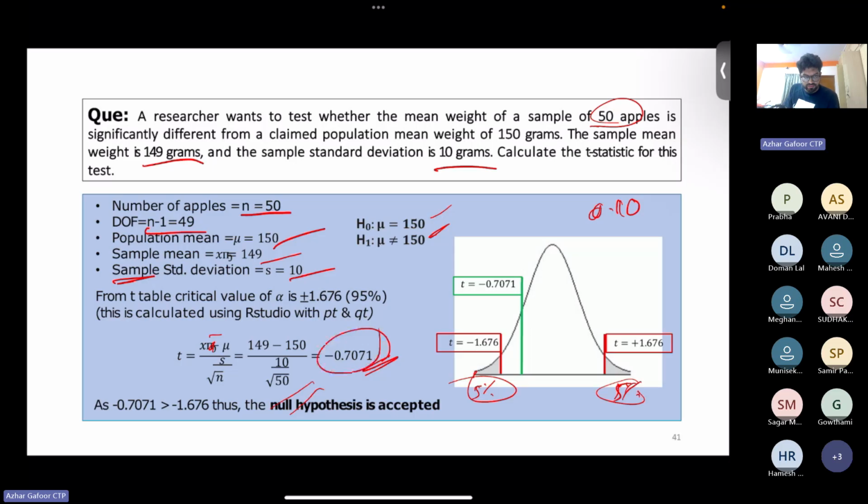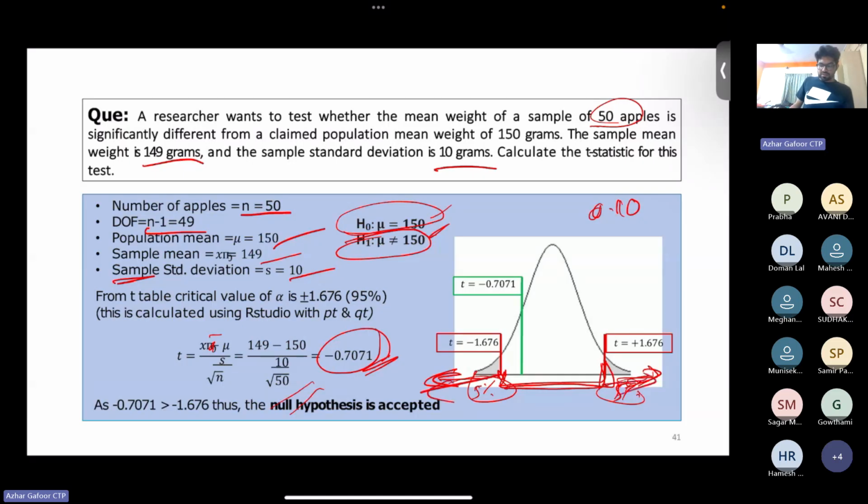So if the calculated value was outside this range, we could accept the alternate hypothesis. But since the calculated value is within the range, we will have to stand by the null hypothesis. That is, the null hypothesis is not rejected, because the calculated value is within this range. It's not outside of the critical value.